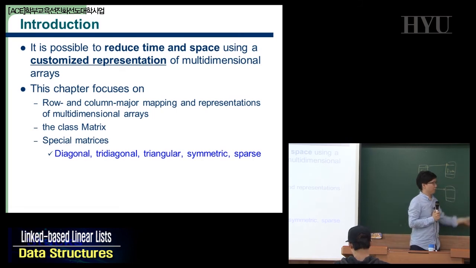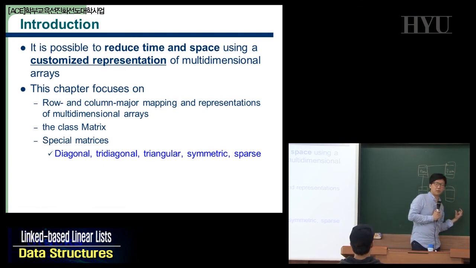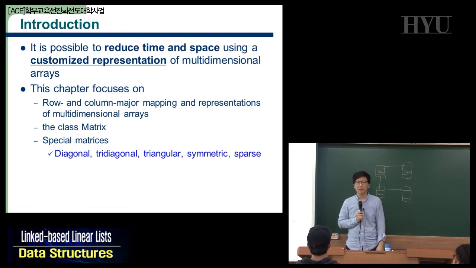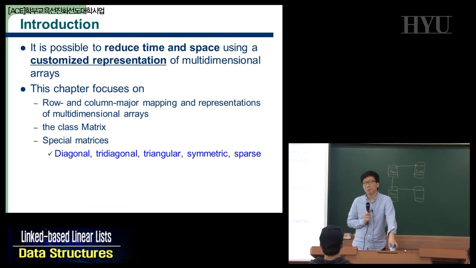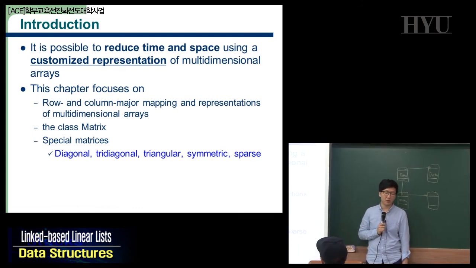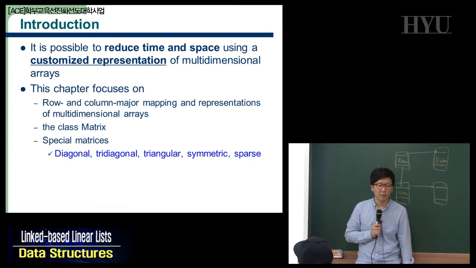Instead of having a big table like that, it's still a table, but in actual storage in the memory, we could use a simple 1D array to store all the numbers. That is possible with very simple approaches. So that's our focus in this chapter. This chapter focuses on row and column major mapping, representation of multi-dimensional arrays. Row and column major mapping is one of the ways that we can store two-dimensional array contents into a one-dimensional array. So, two simple examples.